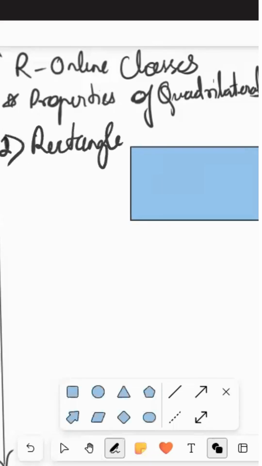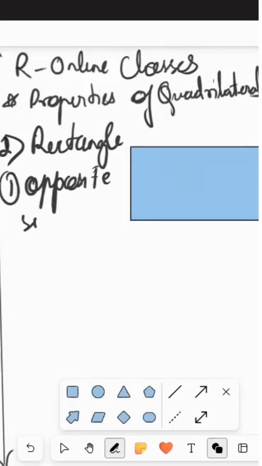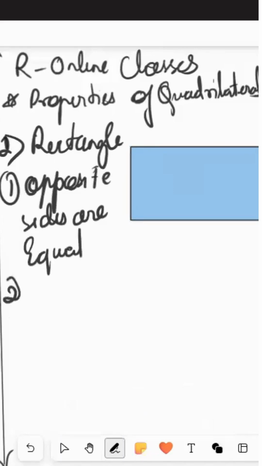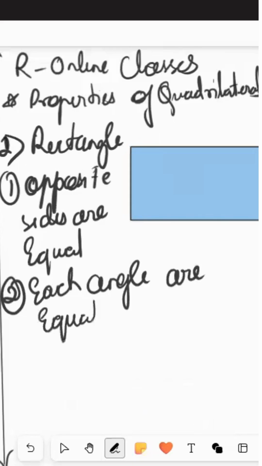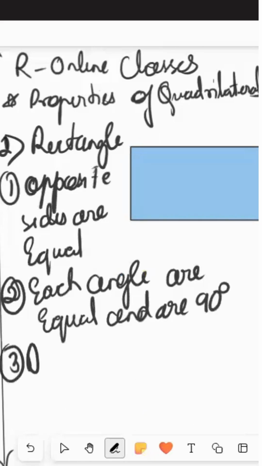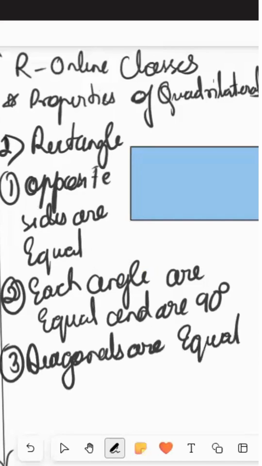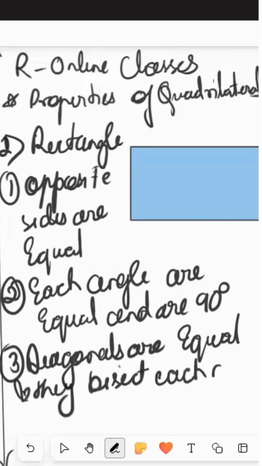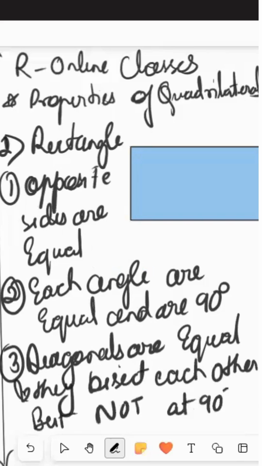So the next figure is rectangle. So here we have a rectangle. In this case, the first property is opposite sides are equal. Now, each angle is equal, and are 90 degrees, same as square. Third, the diagonals are equal. They bisect each other, but remember, not at 90 degrees, not at right angle.